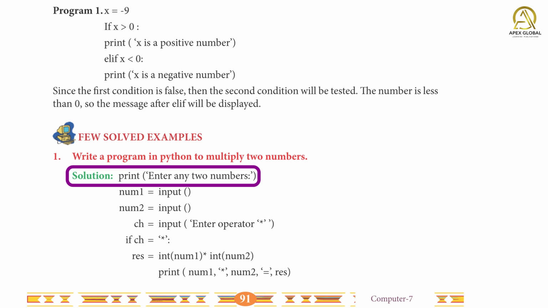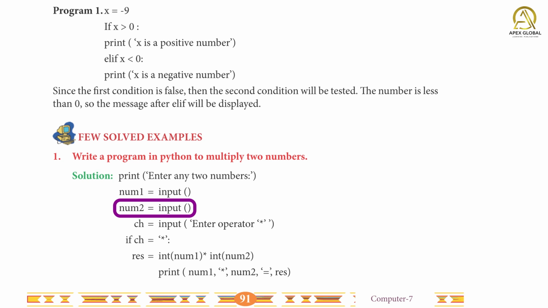Solution. print("Enter any two numbers"). number1 = input(). number2 = input(). ch = input("Enter operator *"). If ch == "*", res = int(number1) * int(number2). Print number1 * number2 = res.